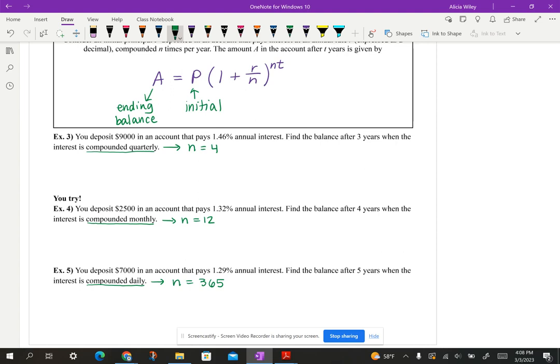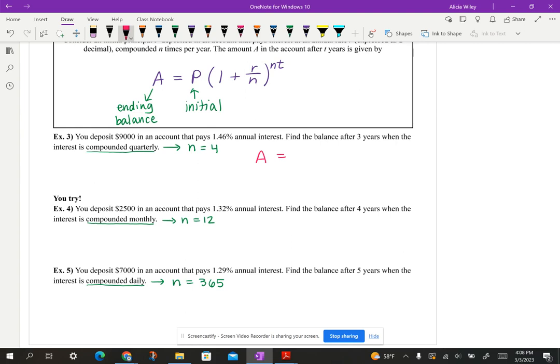So let's go ahead and do example 3 together. So we're going to go ahead with the formula. It says find the balance after 3 years. So we don't know A, so A will stay as A. There's not much work to show for these problems. It's basically showing me what you put into the formula, which is what you're putting into your calculator. So you do need to show this part.